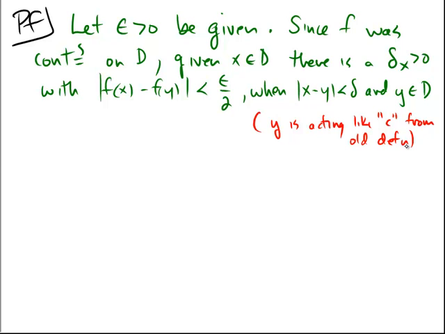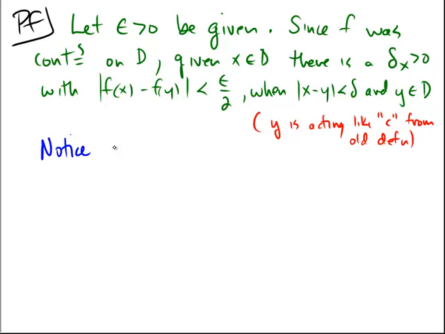So look back at that definition. Here I'm using x's and y's because that's the notation of uniform continuity, but the idea is no different than before. We're just letting this y act like the c from that definition. As long as you accept that, it is the same definition, I promise.